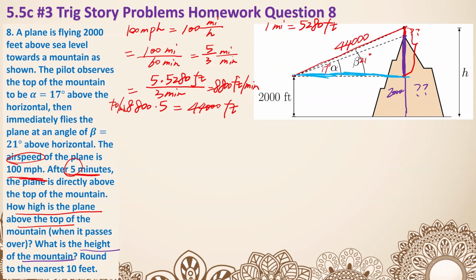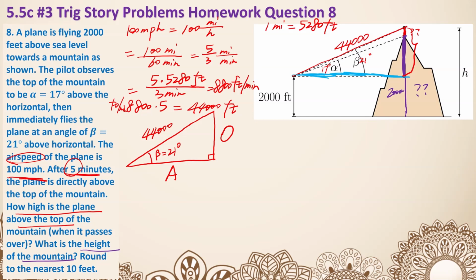So let's actually separate the two triangles. One triangle is going to be 21 degrees. So that's beta equals 21 degrees. And the hypotenuse is 44000. First, that's a terrible drawing, so let me make it a bit more like a right angle. Okay. So in the first one, we're going to need to find this opposite side and the adjacent side.